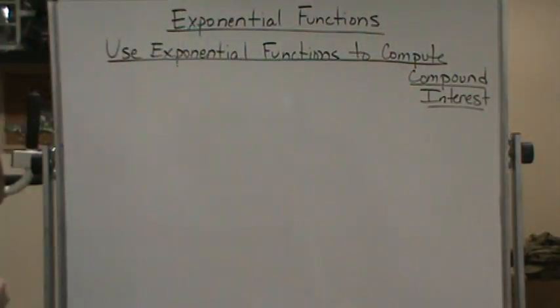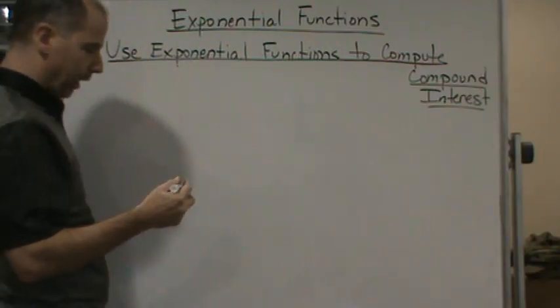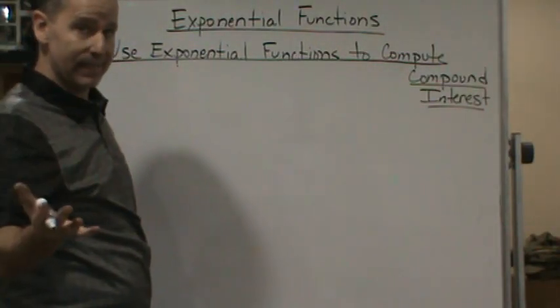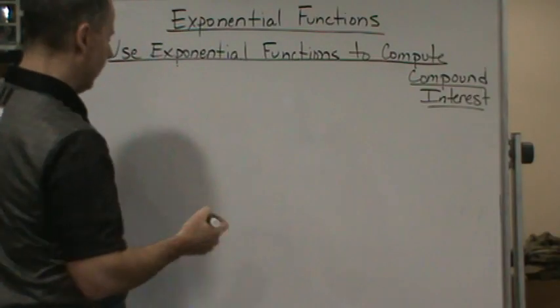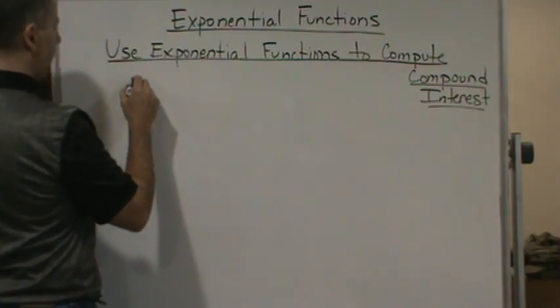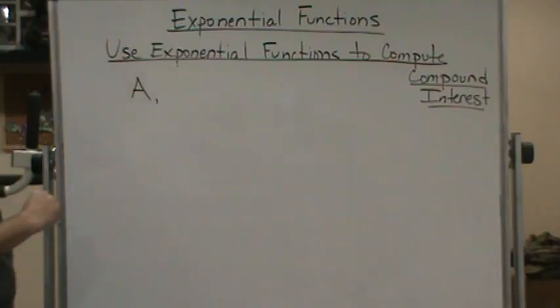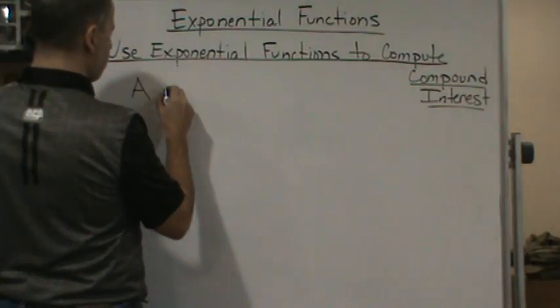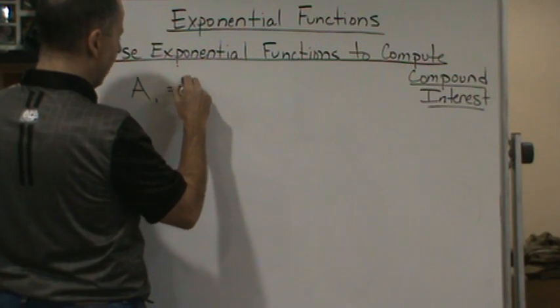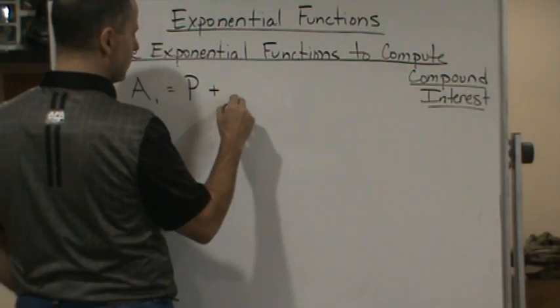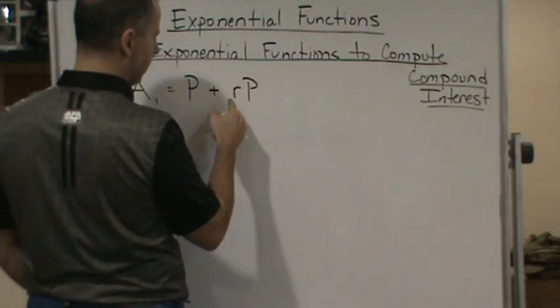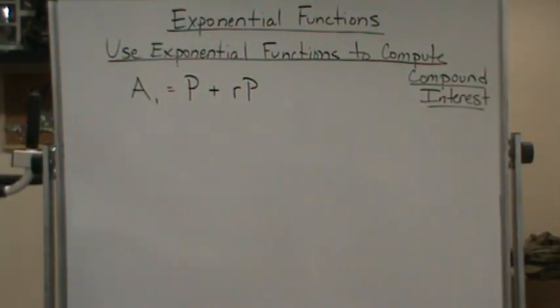So now, how do we use an exponential function in compound interest? Well, let's derive it, okay? Let's say you've got an interest rate, R, and you've got a principal amount, P, that you're depositing into an investment, or you're borrowing, in the case of a loan. Let's say A1 is the accumulated amount after year one. At the end of year one, you're going to have your principal in the investment plus the interest that you earned. And what's the interest? That's going to be R times P. The interest rate times the principal is your interest.